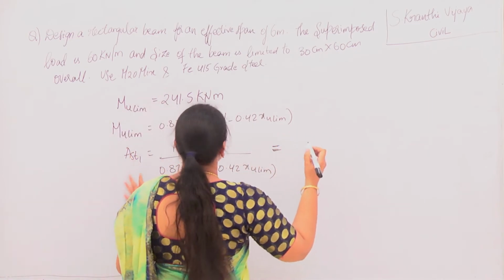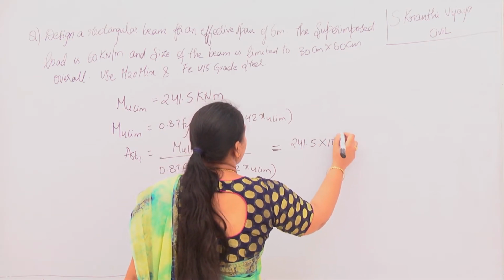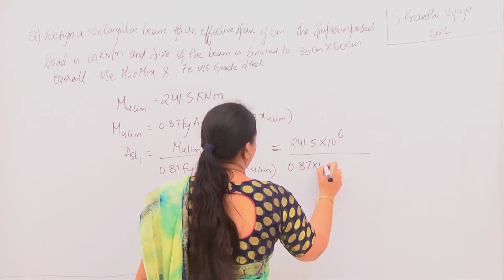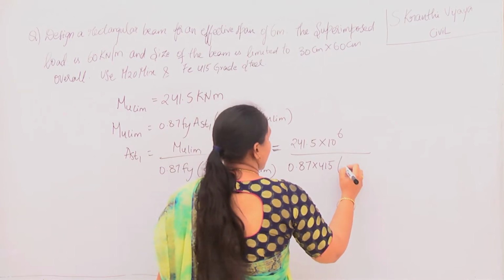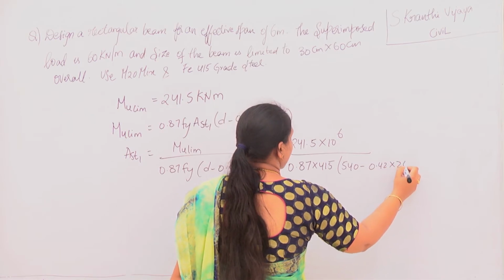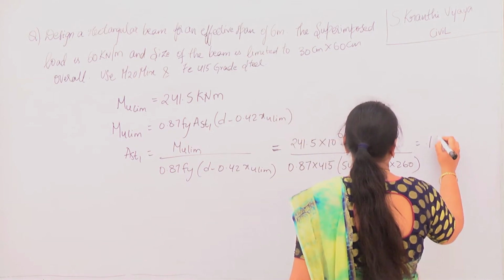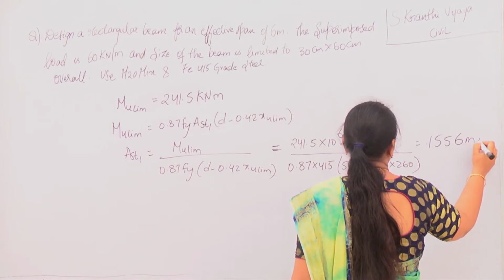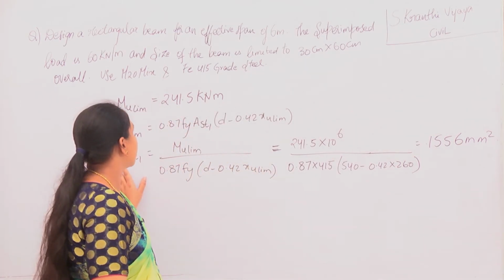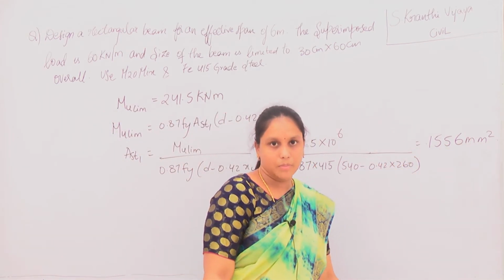What is the value of Mu limit? It is 241.5 into 10 to the power of 6, divided by 0.87 into Fy, which is 415, into D, which is 540 mm, minus 0.42 into 260 mm. If you calculate this, you get a value of 1556 mm square. That is the area AST1, the area of tensile steel corresponding to this particular moment: 1556 mm square.